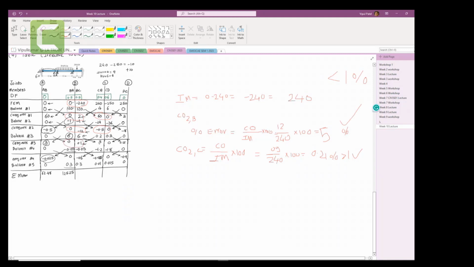For carry over 3, you have 0.1. So let's erase this. Carry over 3 has a 0.1. So 0.1 over 240 times by 100, you get 0.04, which is less than 1%, which is okay. Now let's do the point C carry over, and it has a 3 over.